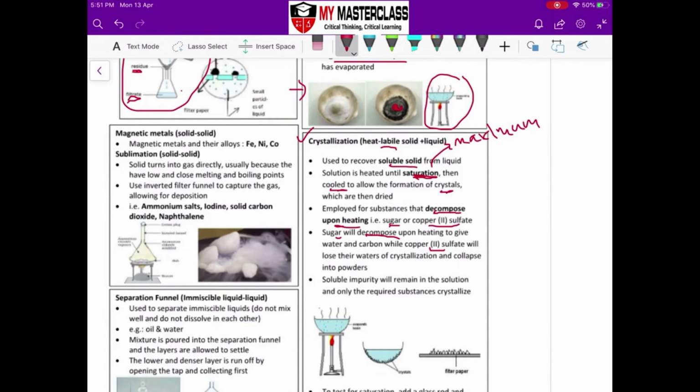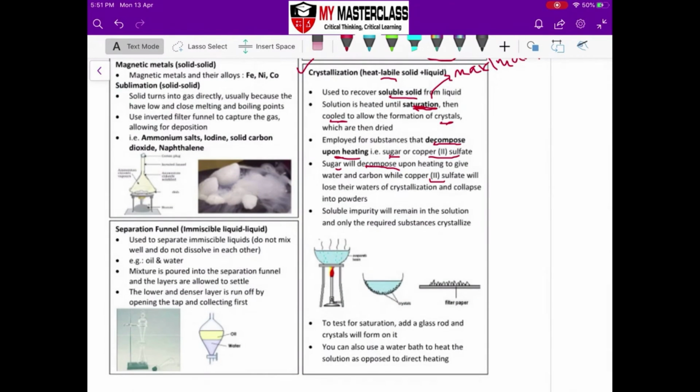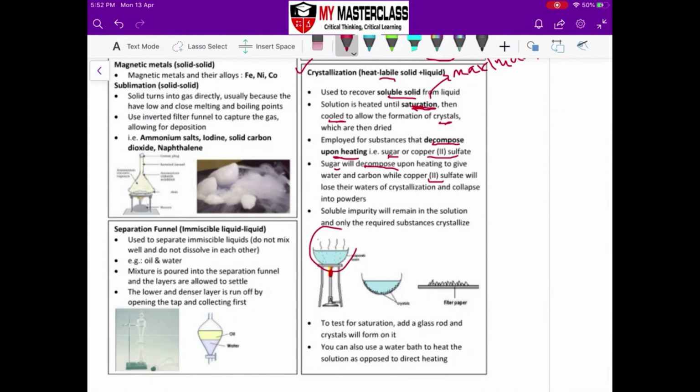These pictures show heating until saturated solution. Same thing, I use an evaporating dish to heat it, but I heat until it is saturated. Most of the water is gone, and there is a little bit of the solvent left. Then cool this, and crystals will form automatically.